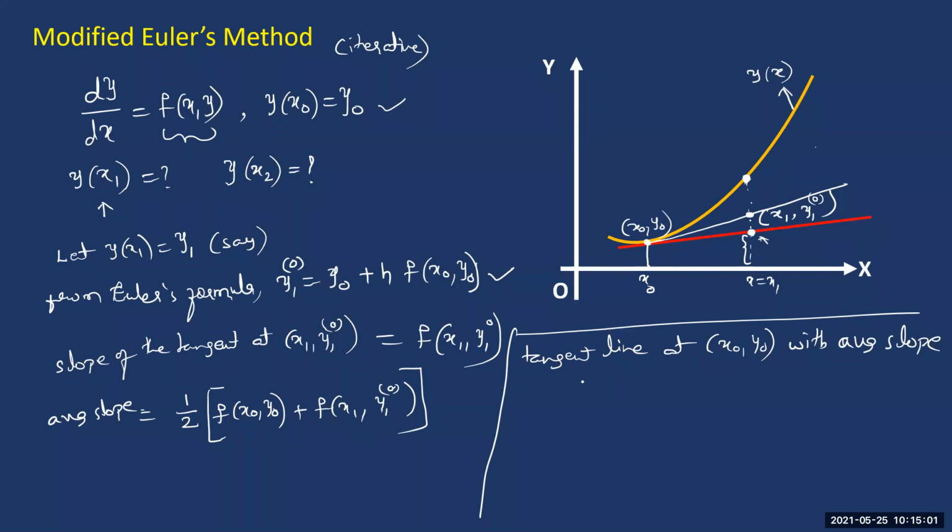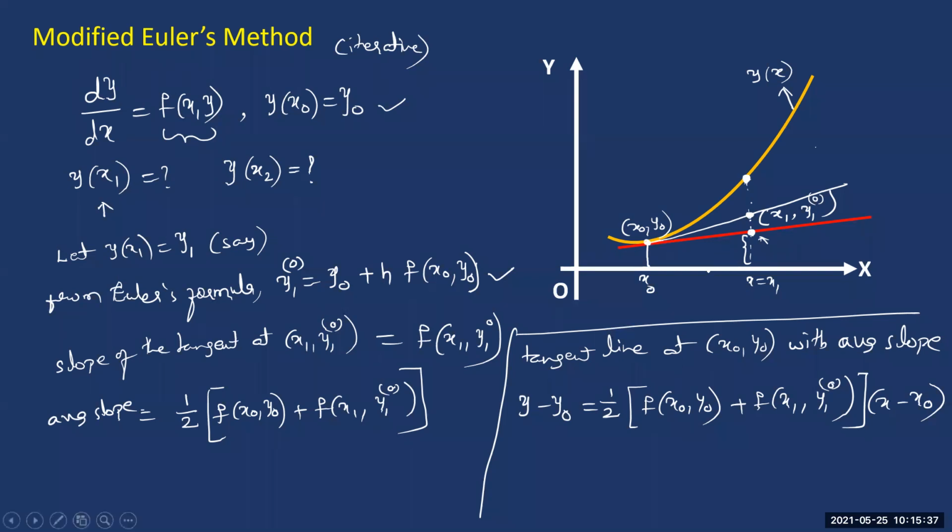With that slope, I'm now trying to take a tangent line. So y minus y0 is equal to, the slope is this, 1/2 times f of x0, y0 plus f of x1, y1 zero. This whole slope is multiplied by x minus x0, right? Now this is the tangent line which you have drawn at x0, y0, and that tangent line is intersecting the line x is equal to x1 at this point.